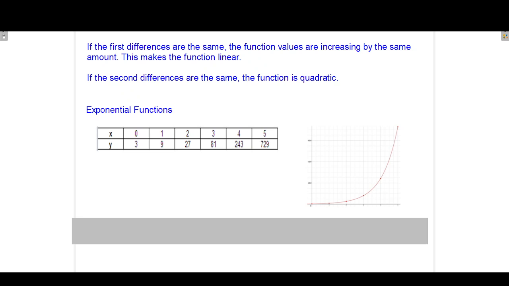Let me just see if I can clear my screen a little bit. There we go. So if we're looking at the first differences, from here to here we are going up by 6. And from here to here, we're going up by 18. So right away, we can see that the first differences are not the same. We probably didn't even need to go this far, but here we're adding 54. Here we're adding 162. And from here to here, we are adding 486. So those were the first differences. They were not equal. Let's look at the second differences.